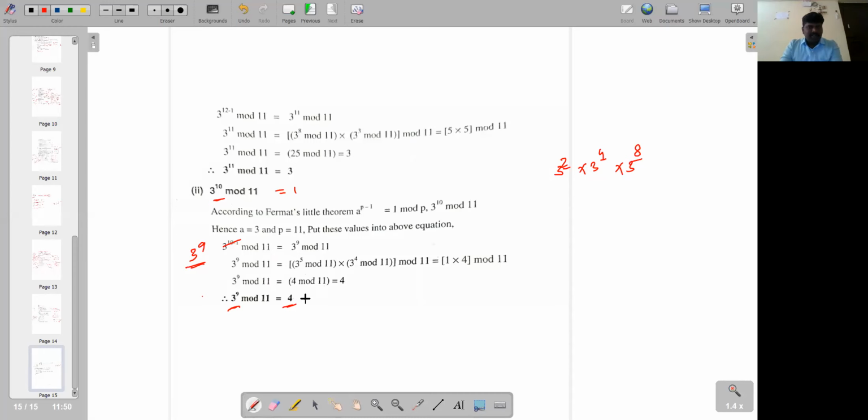So they miscalculated the values. Instead of 10 they have proved for 9, but always remember that 3 power p minus 1 mod 11 equals 1. I hope this is clear.